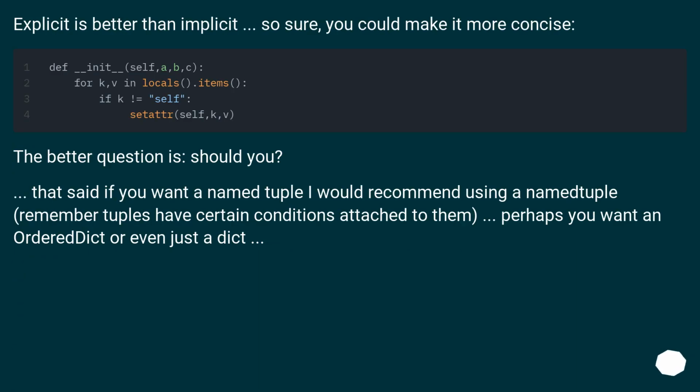Explicit is better than implicit, so sure, you could make it more concise. The better question is, should you? That said, if you want a named tuple, I would recommend using a namedtuple. Remember, tuples have certain conditions attached to them, perhaps you want an ordered dict or even just a dict.